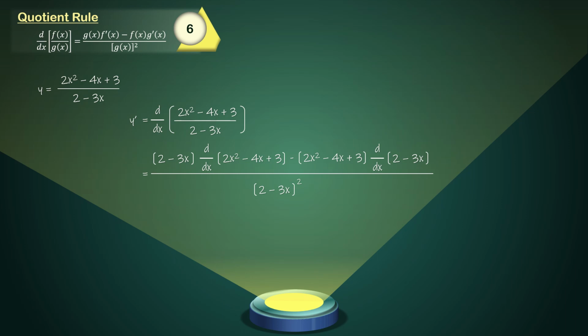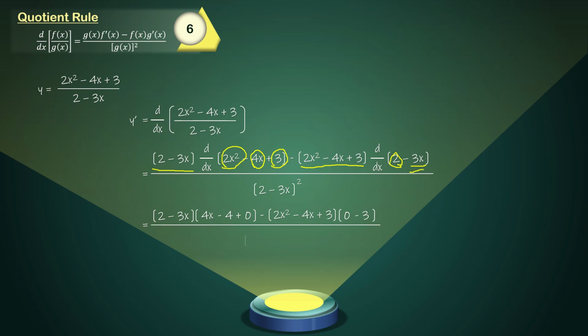Apply other rules of differentiation. We have 2 minus 3x times the derivative of 2x squared, which is 4x, minus the derivative of 4x, which is 4, plus the derivative of 3, which is 0, minus 2x squared minus 4x plus 3 times the derivative of 2, which is 0, minus the derivative of 3x, which is 3, all over the denominator.